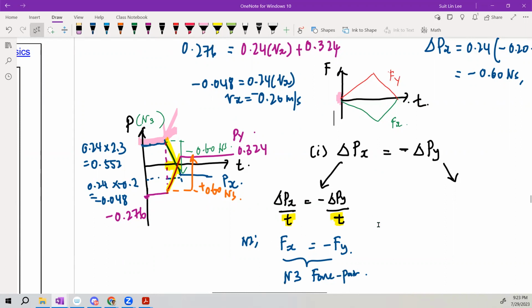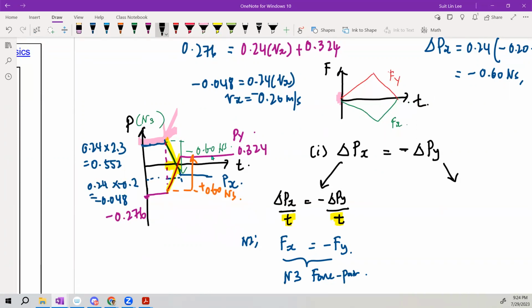Equal magnitude, opposite direction. If you force me to change by 0.6 because y collides with x, then x will also make y change by 0.6. You cannot change something without you being changed at the same time. That's a bit of a philosophy there.